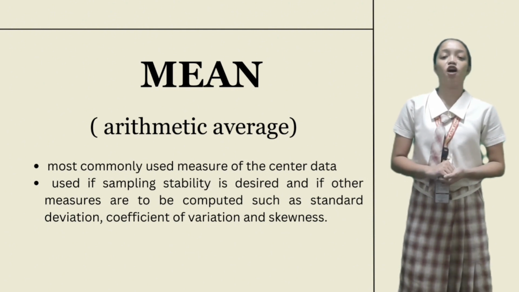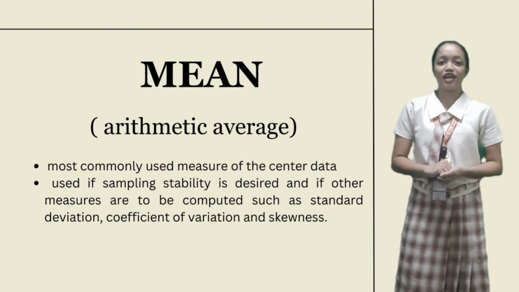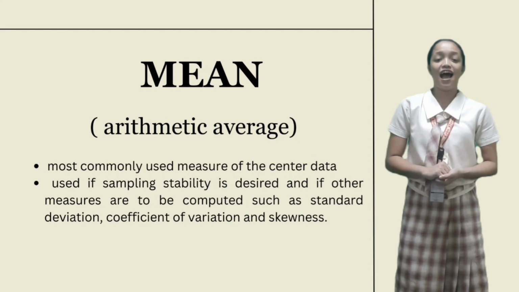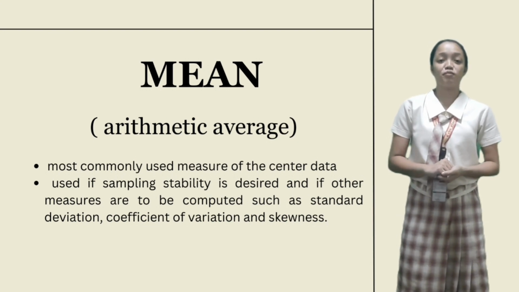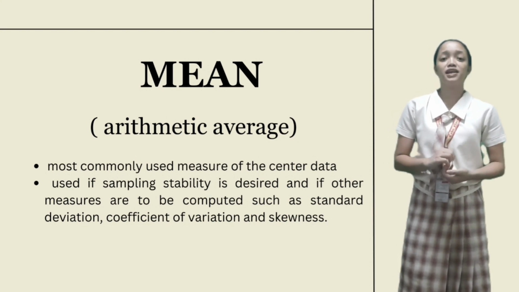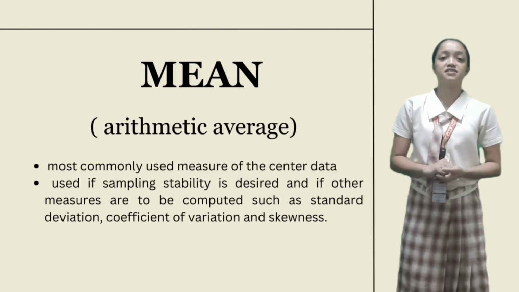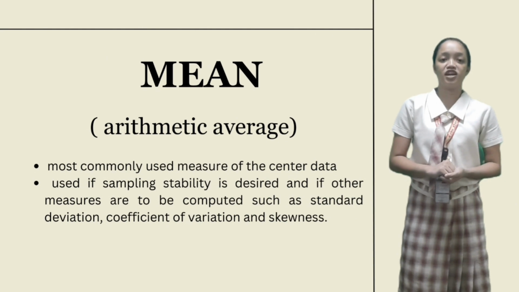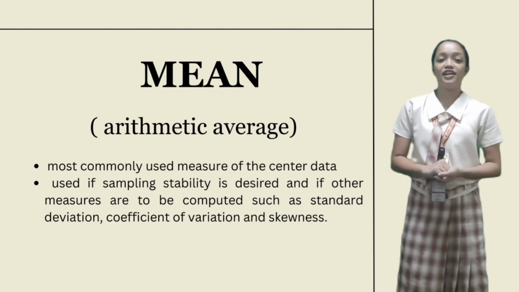The mean is the most commonly used and the most important measure of center of data, and it is also referred to as the arithmetic average. The mean is used if sampling stability is desired and if other measures are to be computed, such as standard deviation, coefficient of variation, and skewness.